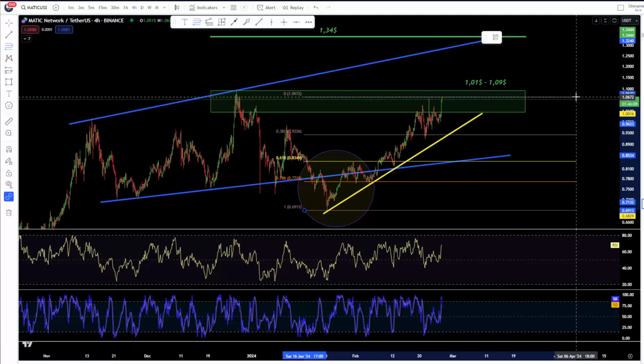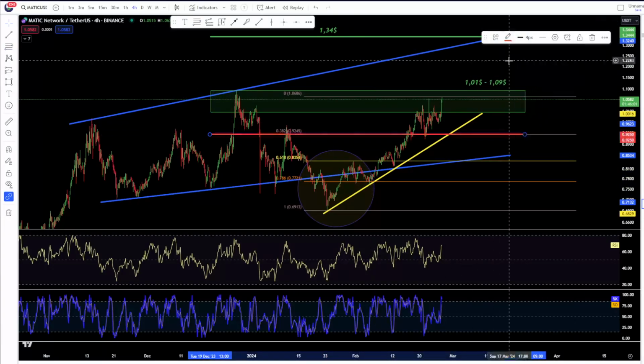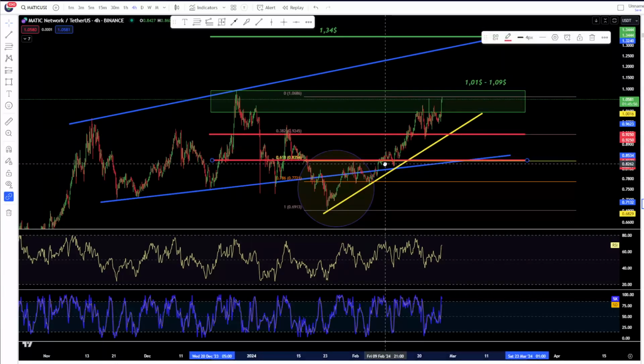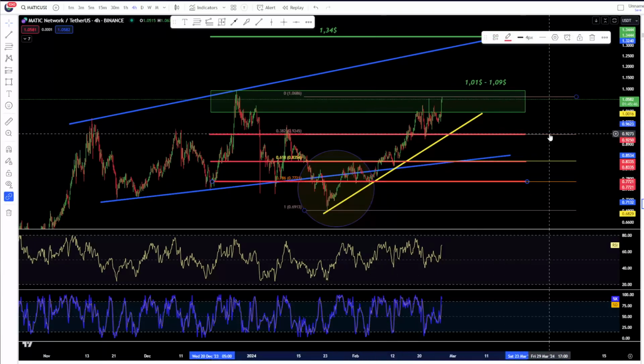Looking the other way, we will determine support areas, and here we can determine the first support at 93 cents, then the second support at 83 cents, and then the third at 77 cents.